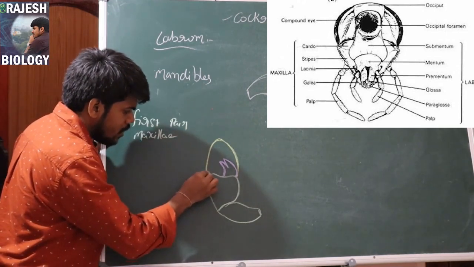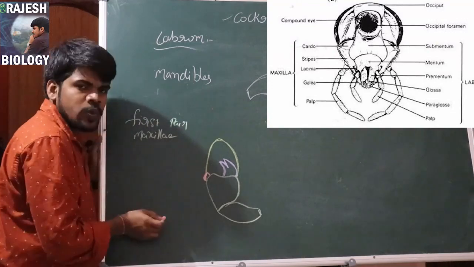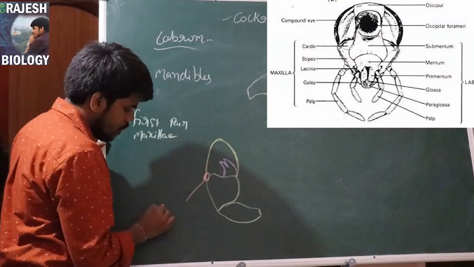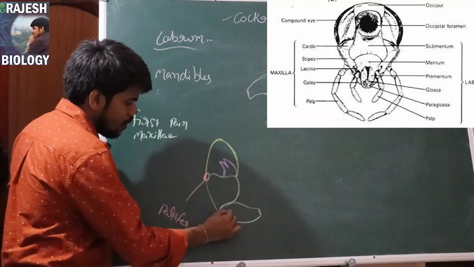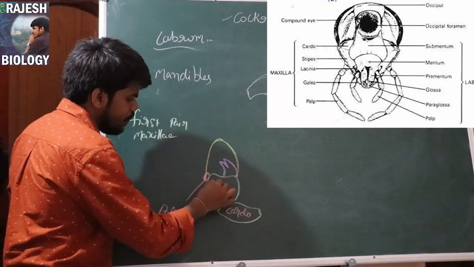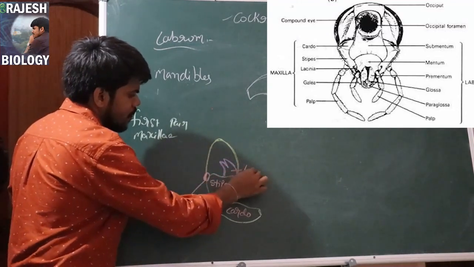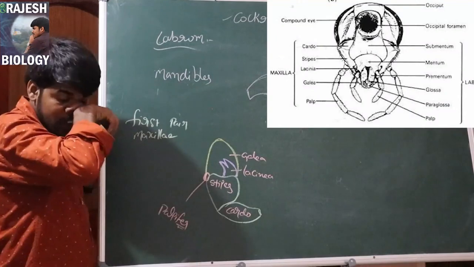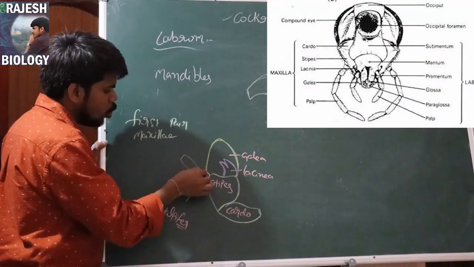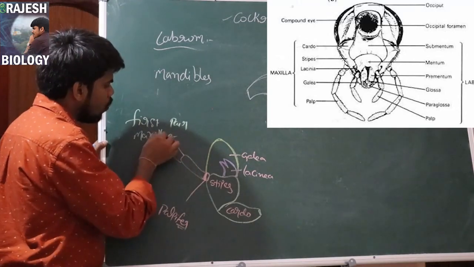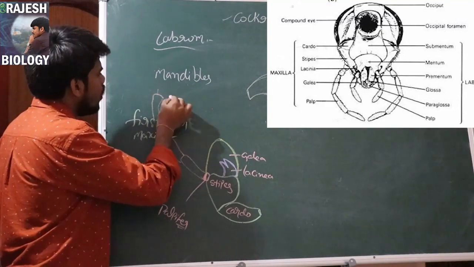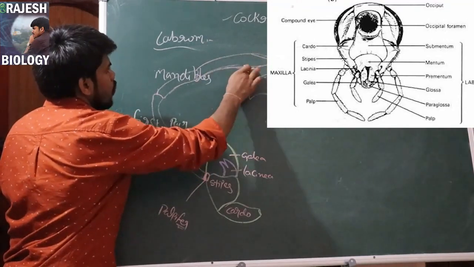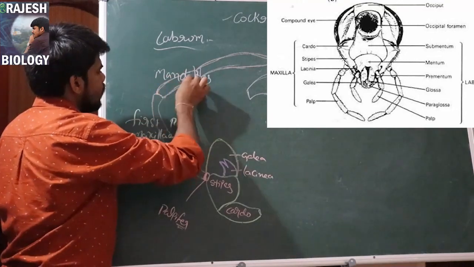Next, here where the stipes and the galea attach with one another, there is a sclerite. This sclerite name is palpifer. It is called what? Palpifer. This is cardo, this is stipes, and this is lacinia and galea. Palpifer, very important. From the palpifer, there are jointed appendages. How many? Five jointed appendages arise. Like this, five jointed appendages arise.